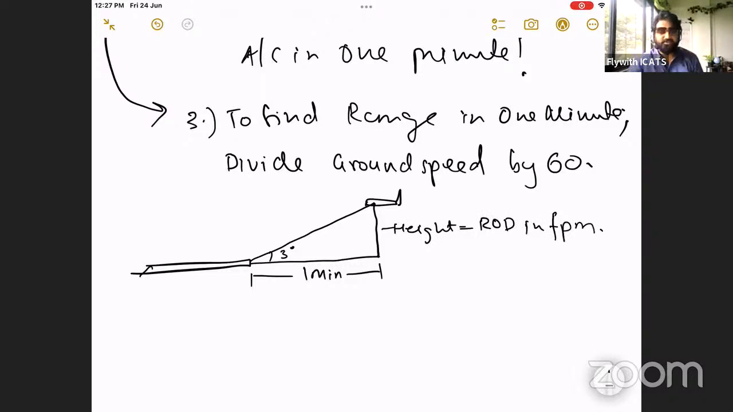Did you get it, students? You understand? The diagram can make it easy to understand. So directly we are finding height, but indirectly we are getting rate of descent in feet per minute. So see the logic used in these applications, it's like they're connecting the dots with one common principle and applying it in multiple aspects of your air navigation.